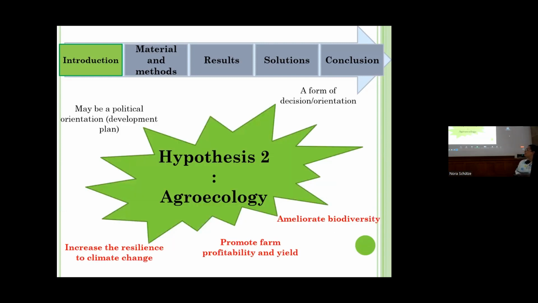Then we thought deeply about agroecology, which improves biodiversity, promotes farm profitability and yield. It also increases resilience to climate change. And we said that maybe this orientation is done by farmers, or even by the Tunisian state, because it's also a strategy to increase the number of olive trees in my country. So it could also be a step toward an agroecological system. Maybe it's a small step, but it may have a big significance.